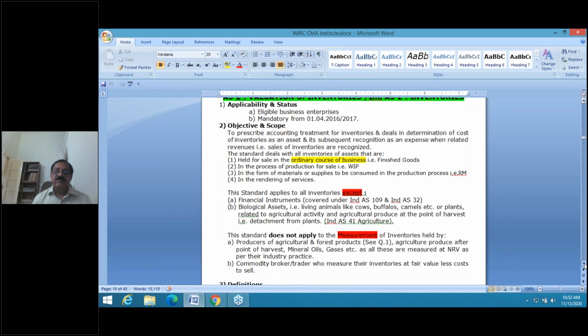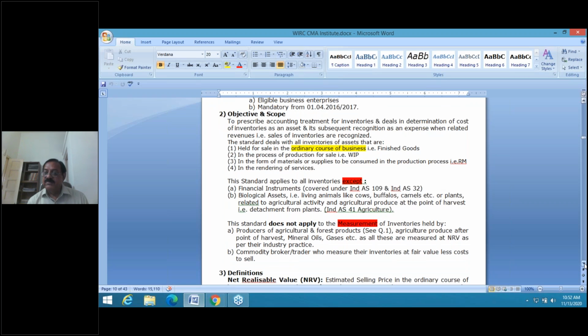Now objective and scope. As I said earlier, every AS has 6 parts: objective, scope, definition, recognition, measurement, and disclosures. So friends, the objective and scope is to prescribe the accounting treatment for inventories and deal with the determination of cost of inventories as an asset and its subsequent recognition as an expense when the related revenue, that is sales of inventories, is recognized. So originally it is to be shown as an asset, and then against sale it is to be debited so that you can get the profit. How to do this is described under this standard. The standard deals with all inventories. So now I'm coming to scope. What is included and what is not included? Scope means.